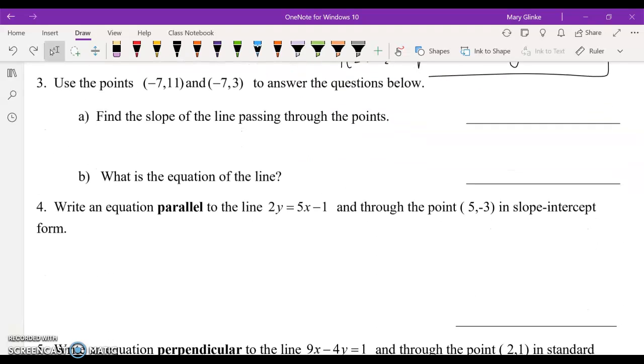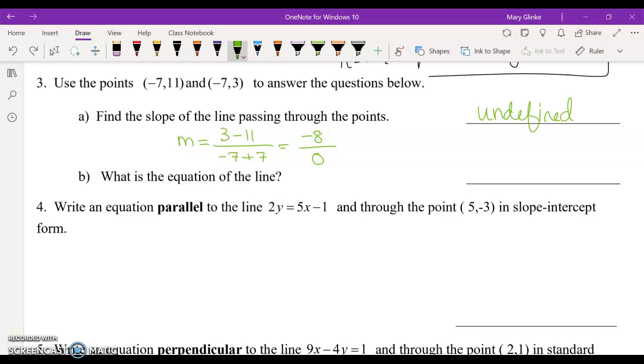For number 3, finding the slope, our equation here is y2 minus y1 over x2 minus x1. And because it's a negative 7 that you're subtracting, it does become a positive, which means there's a 0 in the denominator, and this slope would be undefined.